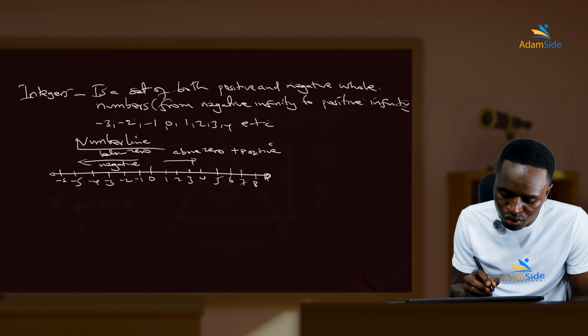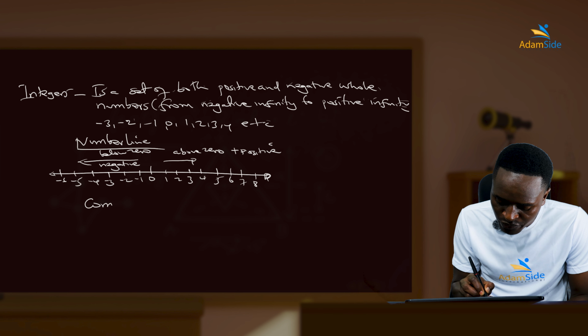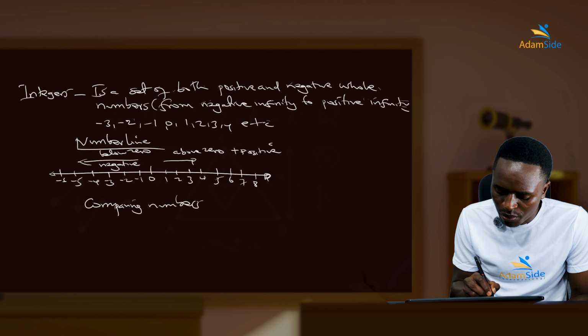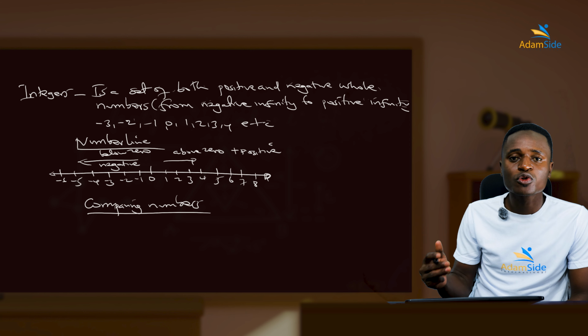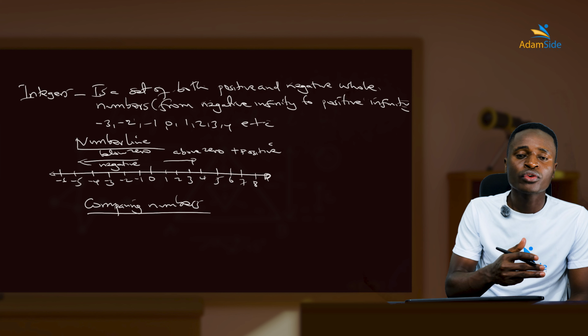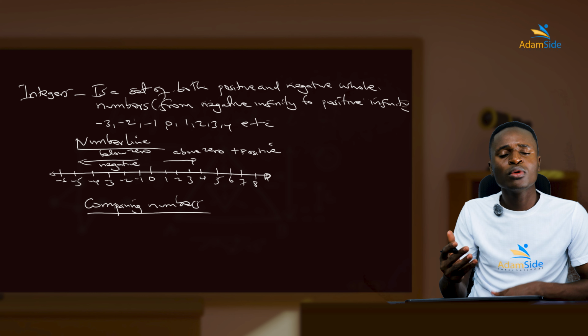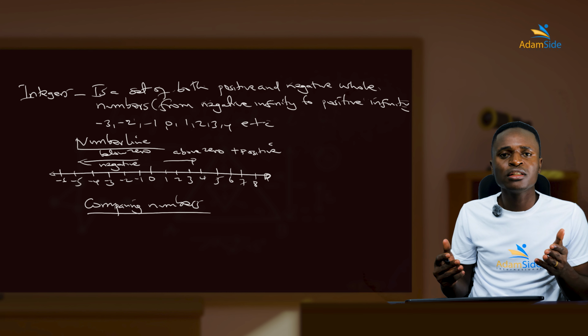Then the next thing we're going to do is compare numbers. In comparing numbers, we understand that the only way you can compare numbers is to know if a number is either smaller or bigger. Is it bigger or smaller? And if you're comparing masses, is it heavy or is it light? So you have to have this identity in terms of comparison.